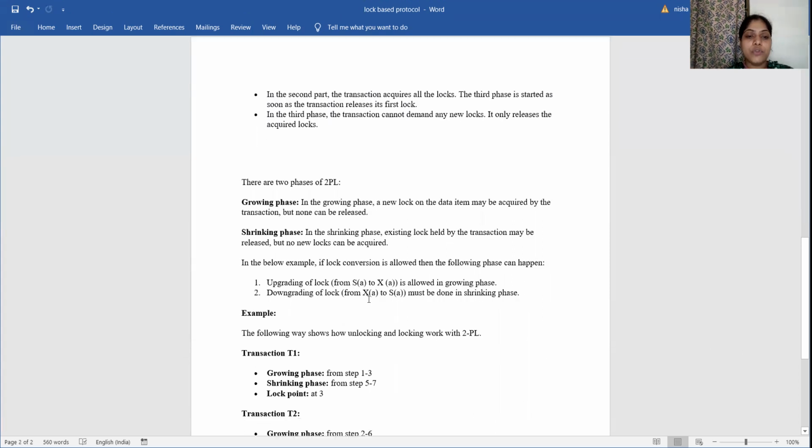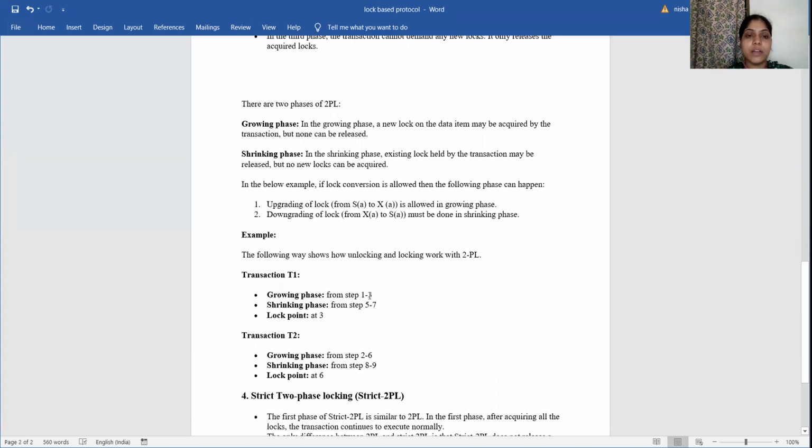There are two phases of 2PL. Growing phase: in the growing phase, new locks on data items may be acquired by the transaction, but none can be released. Second is shrinking phase: in the shrinking phase, existing locks held by the transaction may be released, but no new locks can be acquired. In the below example, if lock conversion is allowed, then the following can happen. Upgrading of lock from SA to XA is allowed in growing phase. Second, downgrading of lock from XA to SA must be done in shrinking phase.